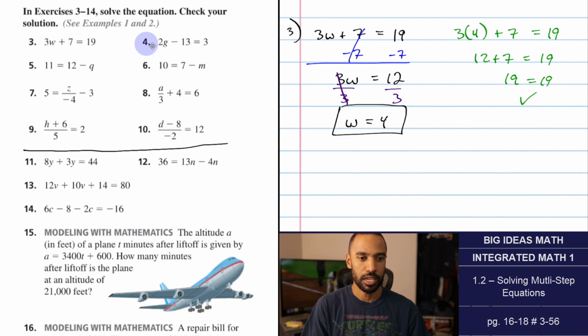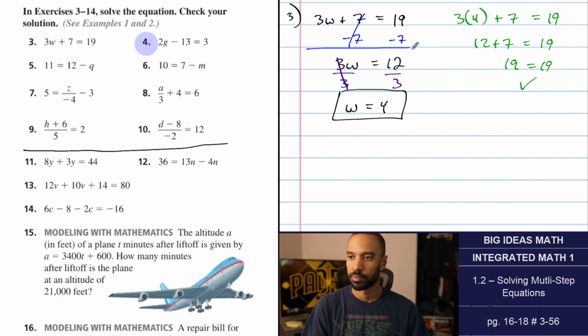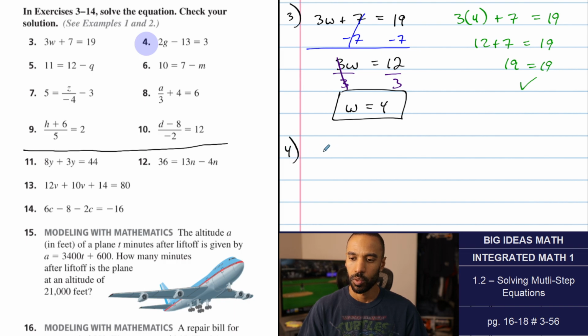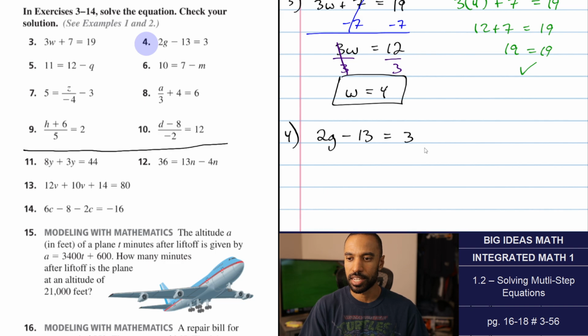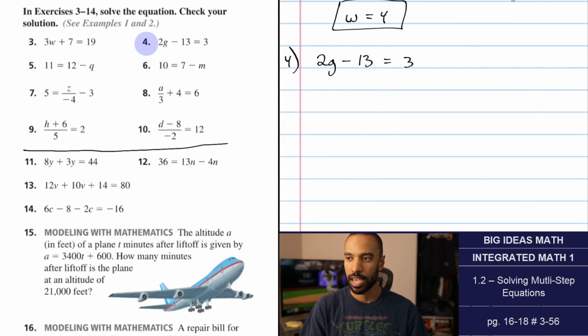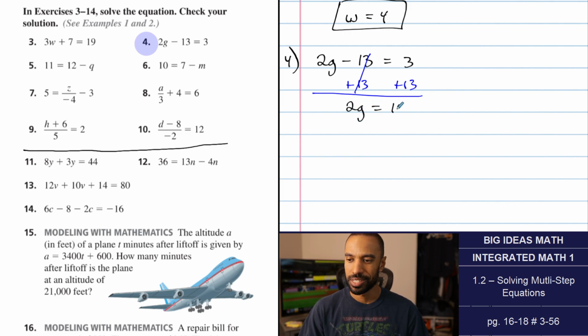Number 4. 2g minus 13 equals 3. Once again, the left side is simplified. There's nothing I can combine there. So as I attempt to isolate the variable term, I'm going to add 13 to both sides because that is the inverse of subtraction. And then I get 2g equals 16. 2g means 2 times g. We will divide both sides by 2 to get g by itself. And there we have g equals 8.